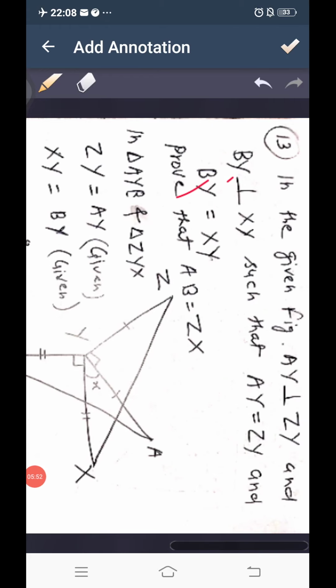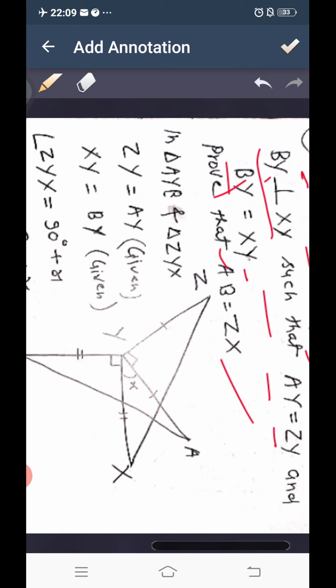Let us take question number 13. In the given figure, AY perpendicular to ZY and BY perpendicular to XY such that AY equals ZY and BY equals XY. Prove that AB equals ZX.